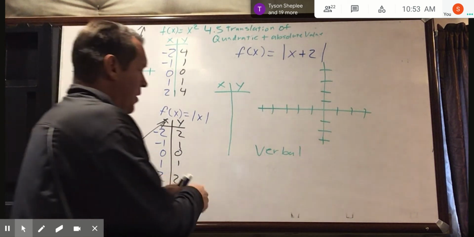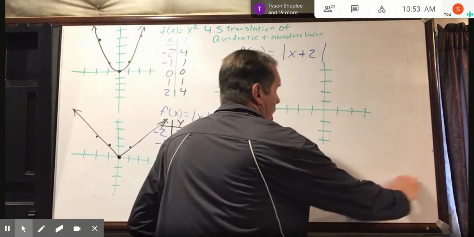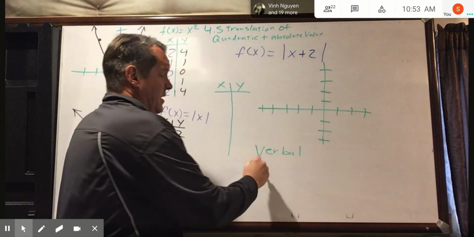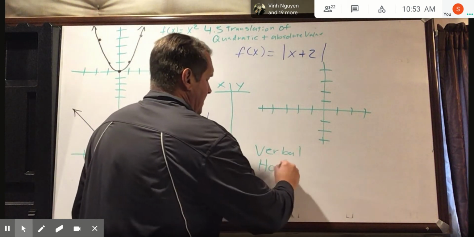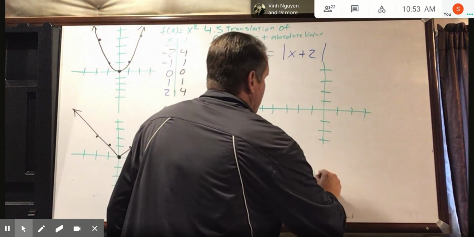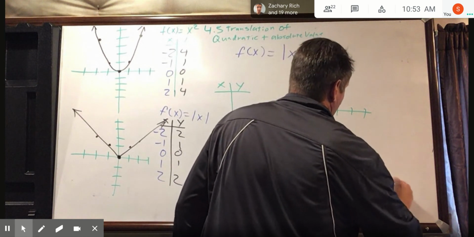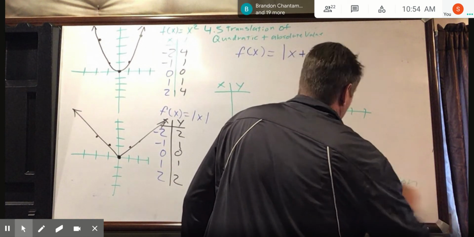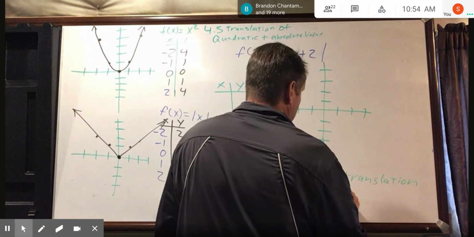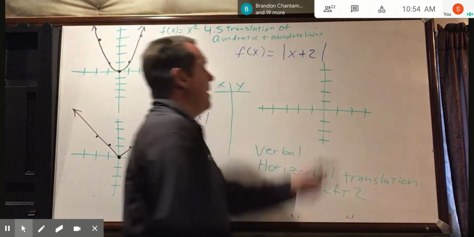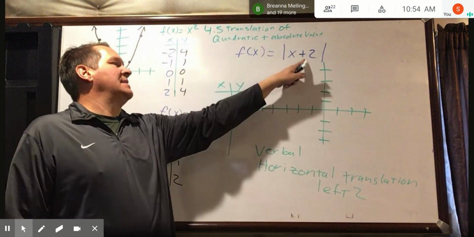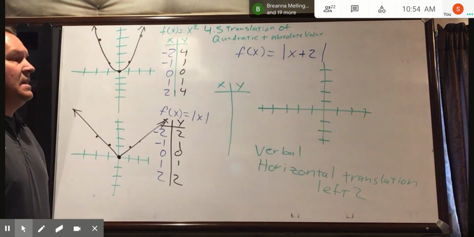Once again, remember, you need to include all these words for your answers on the test. Horizontal translation, left 2. And remember, he did the opposite because it's positive. We're going to go left.